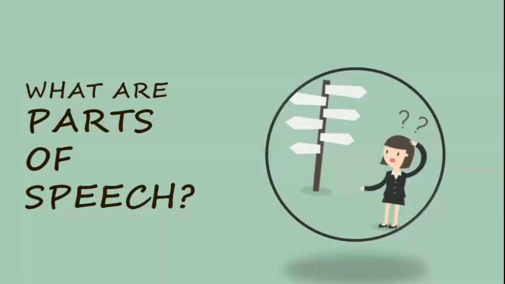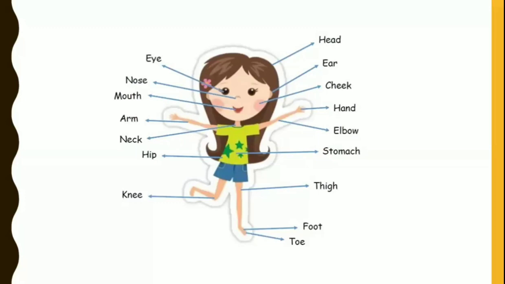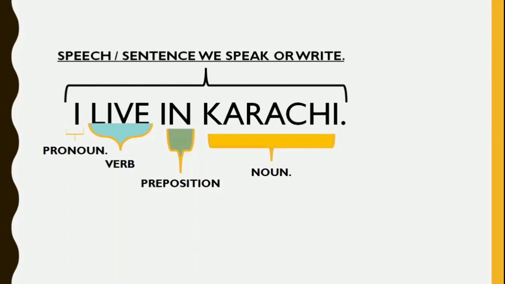In this lesson, we will learn what are parts of speech. Just like a human body is made up of different parts like head, arms, shoulder, legs, etc., together these parts make a human body. Similarly, in English, what we speak, write, or read is called a sentence or a speech.